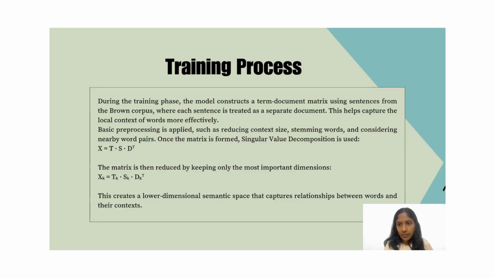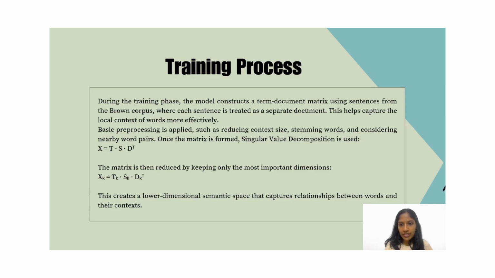During the training phase, the model begins by constructing a term document matrix using a large collection of text. In this paper, the Brown corpus is used as the data set, and an important design choice made by the authors is that each sentence is treated as an individual document rather than using full documents. This is particularly useful for the task of contextual word prediction as it allows the model to focus more precisely on the local context of the surrounding word.